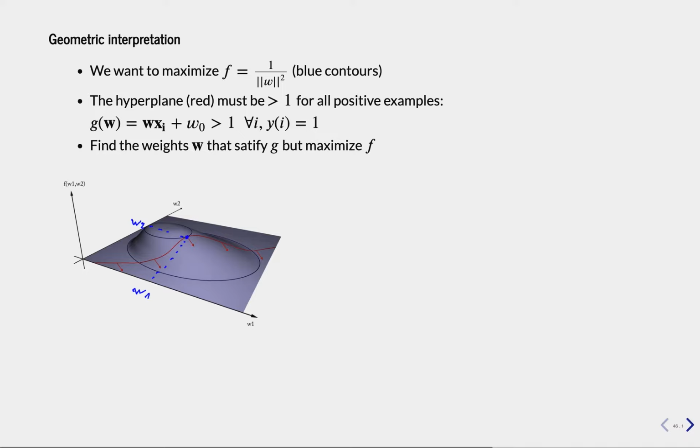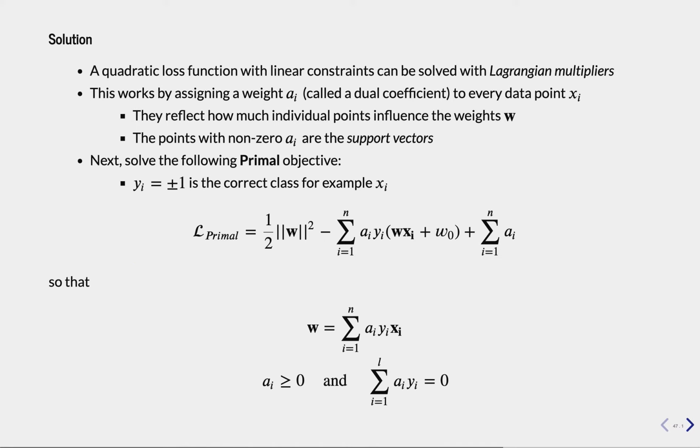That's our solution. Now, this is an established problem which is called Lagrange, which has a solution called the Lagrange multipliers. That solution has 2 forms. It has a primal and a dual objective. Let's first look at the primal objective, because it's probably more intuitive. So this works by assigning a dual coefficient. It's called a dual because we assign it to each data point rather than to each feature. Right? So these are basically weights for our data points.